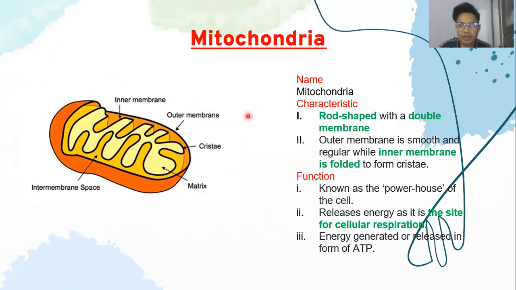So the characteristic is that it is rod shaped with a double membrane. As you can see here, inner and outer. The outer membrane is smooth and regular, while the inner membrane is folded to form cristae. The function is known as the powerhouse of the cell, which releases energy as it is the site for cellular respiration, and the energy is released in the form of ATP.